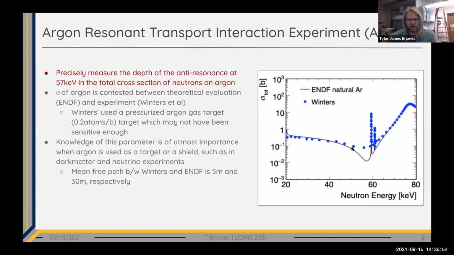Where this discrepancy comes largely into play is that the mean free path of a neutron, if you're using the Winters data versus the ENDF data, is roughly 5 meters and 30 meters respectively. So this determines whether or not any background neutrons are going to just wander all through your detector, or are going to stop closer to the periphery. So it's important to understand how neutrons transport in liquid argon.